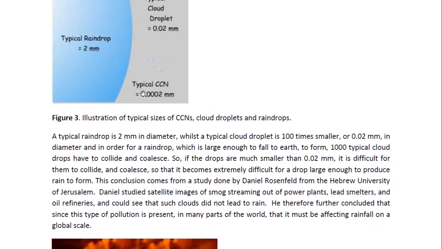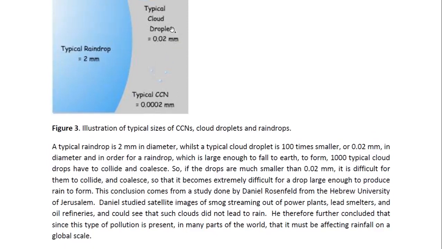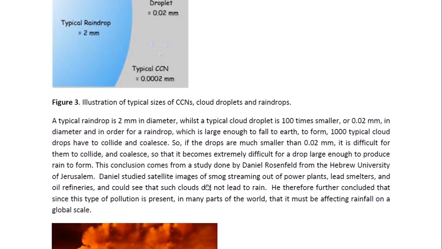And if the CCN that is available to produce these cloud droplets is much smaller than the typical CCN, the cloud droplet is also much smaller. And then it's more difficult for these collisions to occur and for the droplets to coalesce into a droplet that is large enough to fall. So what this leads to is that the pollution leads to rain not occurring. It leads to clouds, but the raindrops never occur. The drops that form are too small to fall as rain.